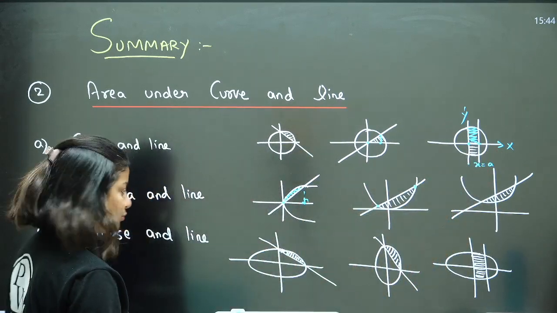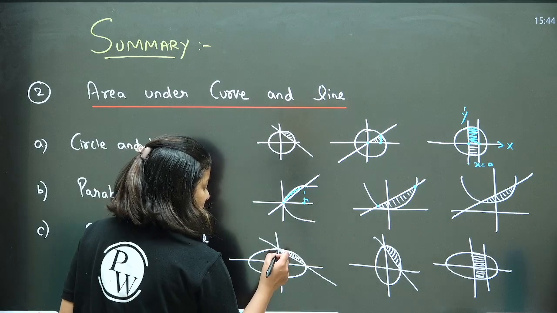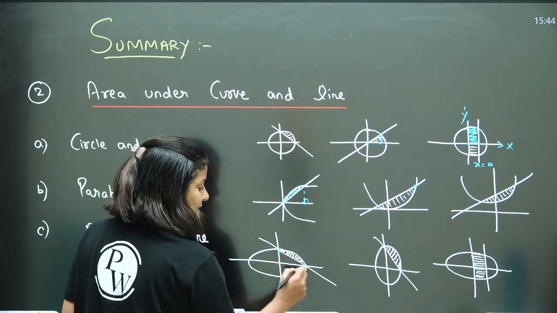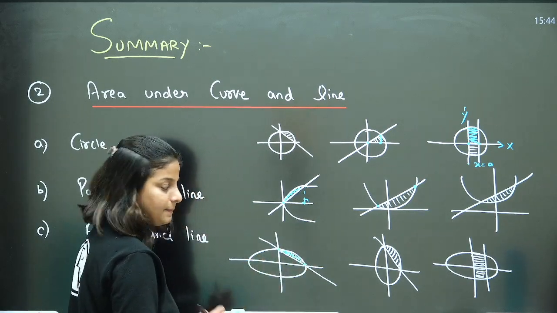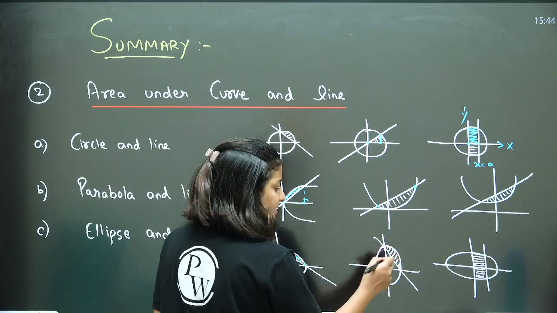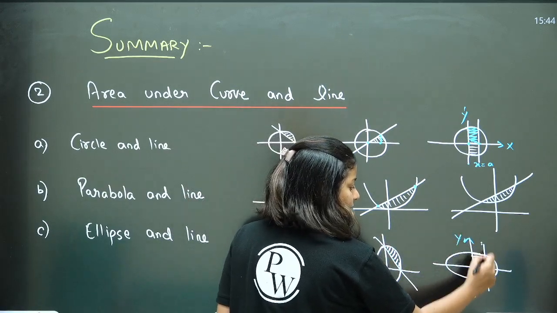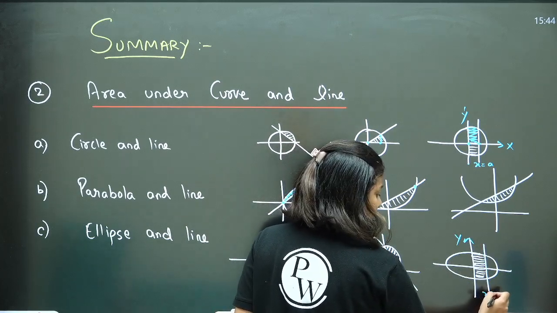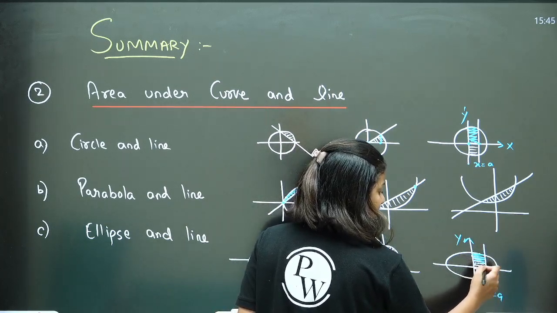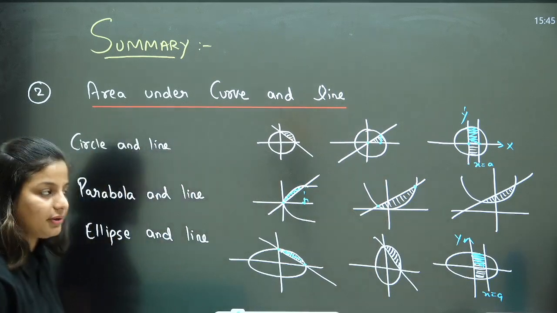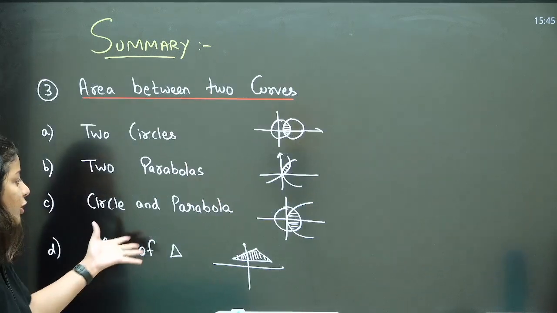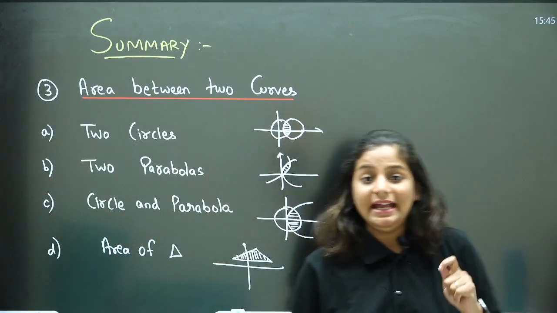Non-standard parabola also. Ellipse and line. So from here to here, area under the ellipse minus area under the line, you will get the required area. Horizontal, vertical, they can make all combinations. Or just simply, there is a line x equal to a, find the area. You will find the upper area, multiply by 2 because of symmetry. That's your second topic. And the third topic, area between two curves.